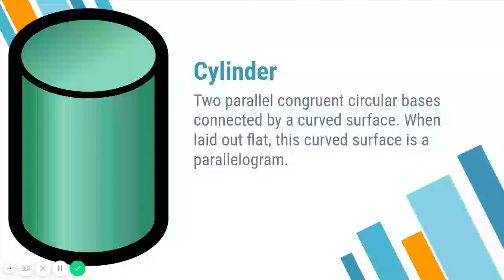Now, the next one, pretty straightforward and easy, is the cylinder. Most of us are pretty familiar with that. Again, we have two parallel congruent bases, but they're circular. And they're connected by a surface that is curved. And if you were to cut it on one side and lay it out flat, it would make a parallelogram. In this situation, with a right cylinder, it would be a rectangle, could be a square too. But if they were offset from each other, it would definitely make a parallelogram.